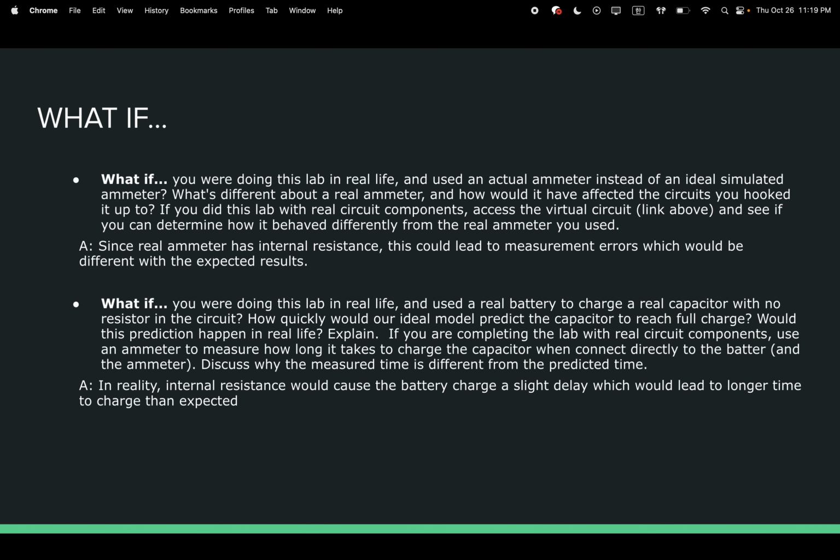For the first what-if question, I answered that since a real ammeter has internal resistance, this could lead to measurement errors which would differ from the expected results. And for the second question, I answered that in reality, the internal resistance would cause the battery charge a slight delay, which would lead to a longer time to charge than expected.